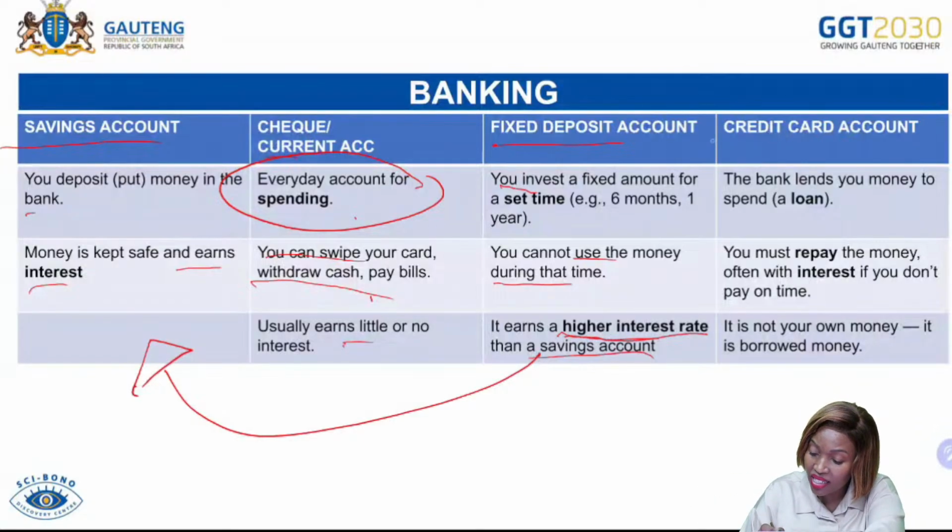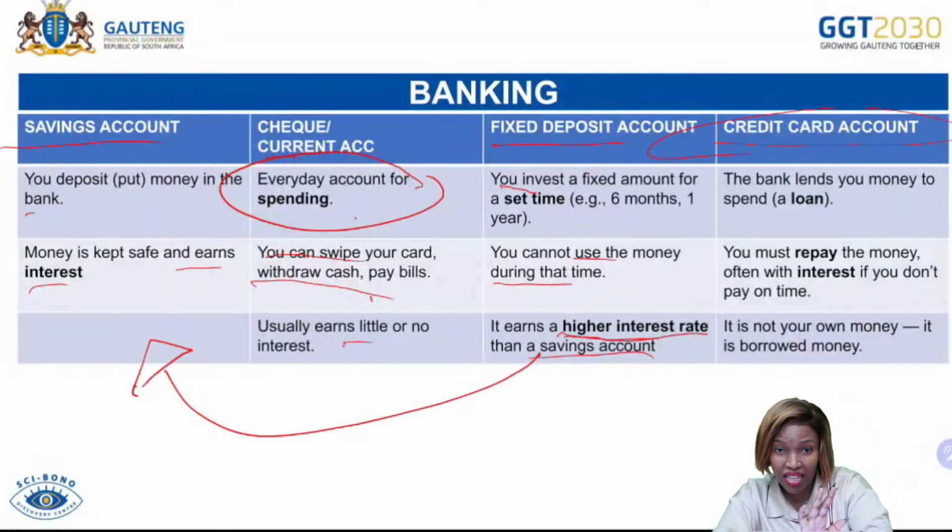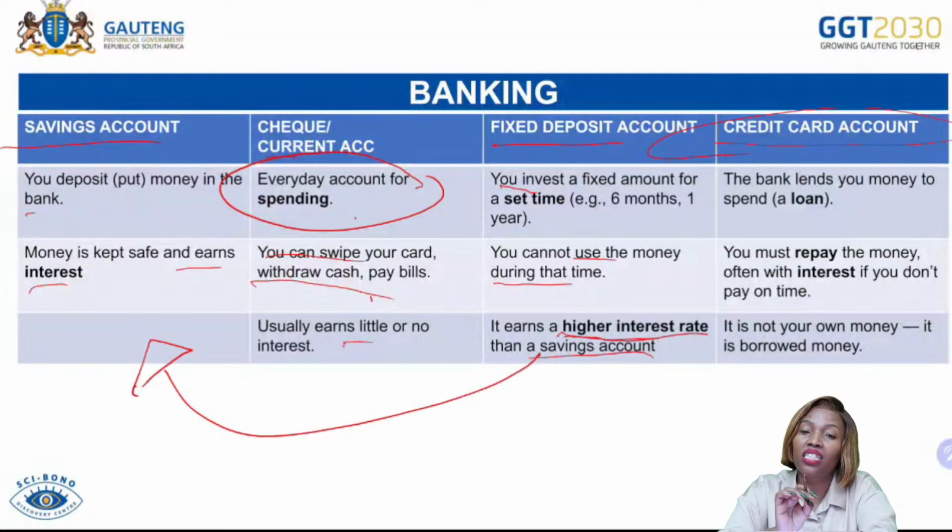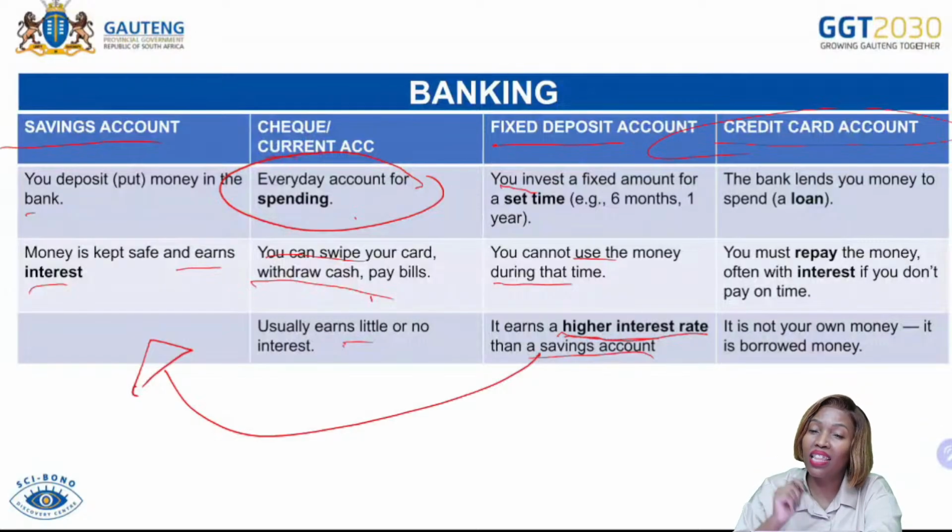And the last one is the credit card account. What you need to know with the credit card is that the money that is in there is not your money. The money belongs to the bank. However, you are allowed to use that money, depending on the limit that the bank has set up for you. And then at the end of the month, you will obviously be expected to pay back that money. And because you're not using your own money, you will be charged interest on the credit card.